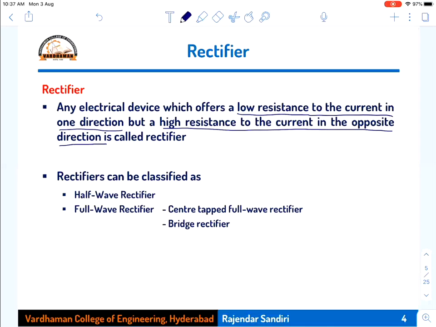Next, the full wave rectifier. There are again two types: the center tapped full wave rectifier and the bridge rectifier. Full wave rectifier, nothing but what? For the full cycle of the input, in positive and negative directions, the output will be positive as it is, but the negative will be transformed into the positive direction. Therefore, the output will also be full wave, but with both cycles in the positive direction.